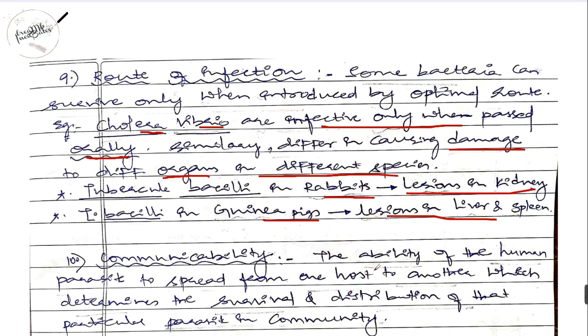Communicability, as the word itself says, is the ability of a parasite to spread from one host to another, which determines its survival and distribution in a particular community. So hope you guys understood.